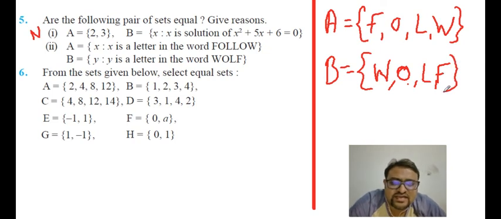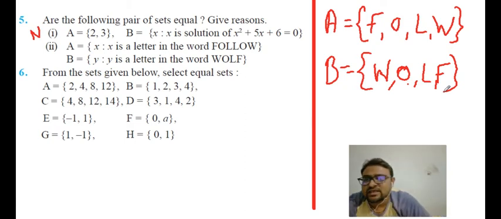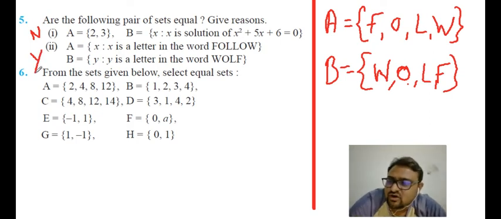Now both the sets have four elements. In both there are F, L, O, W. So both are equal sets. Yes, right? The first one is not an equal set because the elements in A and B were not same. And second one is equal set because the number of elements are same as well as the corresponding elements are also same. So in question 5, part 2, A and B are equal sets. Okay.